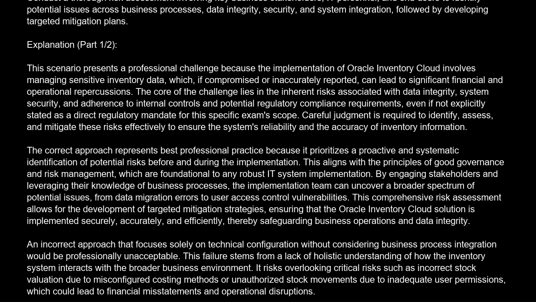An incorrect approach that focuses solely on technical configuration without considering business process integration would be professionally unacceptable. This failure stems from a lack of holistic understanding of how the inventory system interacts with the broader business environment. It risks overlooking critical risks such as incorrect stock valuation due to misconfigured costing methods or unauthorized stock movements due to inadequate user permissions, which could lead to financial misstatements and operational disruptions.